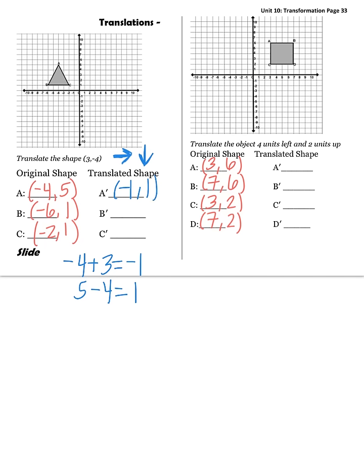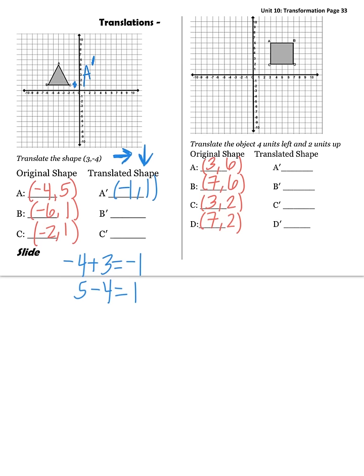We can also count the squares again. So from negative 4, 5. 1, 2, 3. And then down 4. 1, 2, 3, 4. So negative 1, 1 is right. Be sure you label points and be sure you put the prime with it.